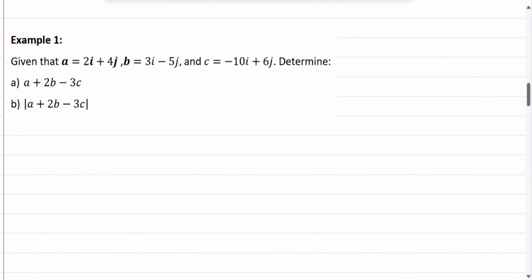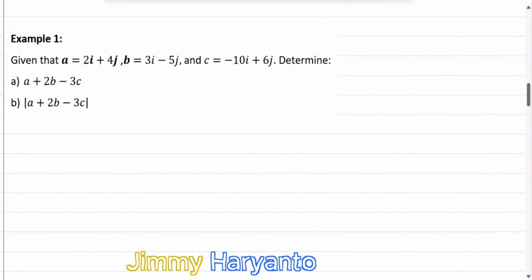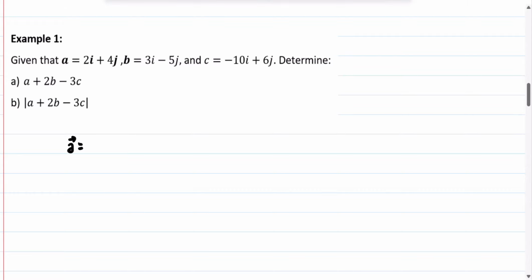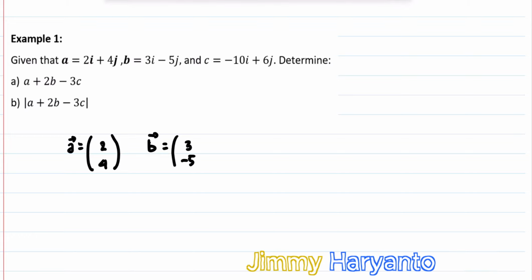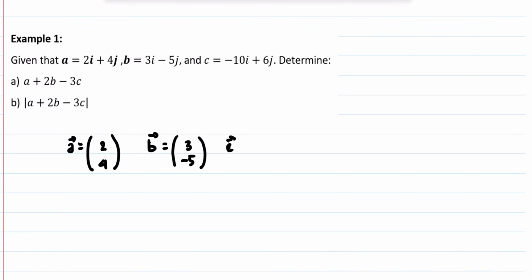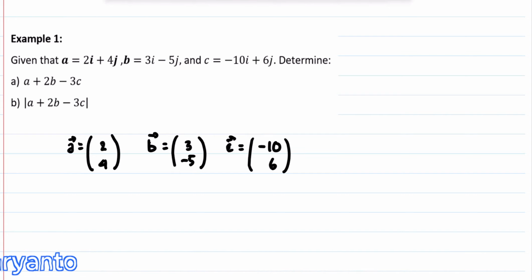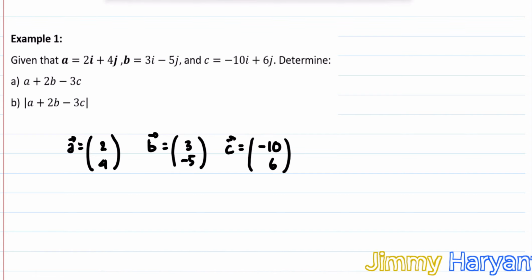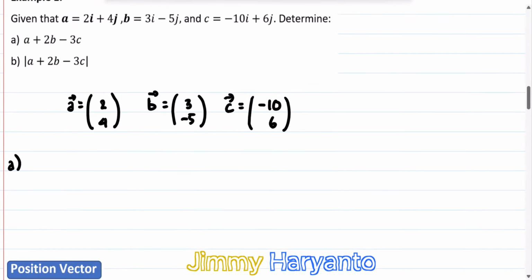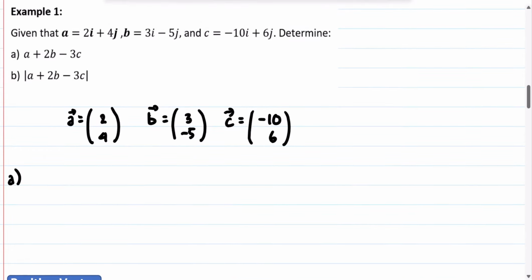And then example 1, we have a equals 2i plus 4j. Let's represent this in column vectors. That means a equals 2 and 4, like that. And then we have vector b equals 3 and minus 5. And then we have vector c equals negative 10i and also 6j. Okay, so we have already represented all of the vectors in column vectors. Now we are ready to find the value of a plus 2b minus 3c.